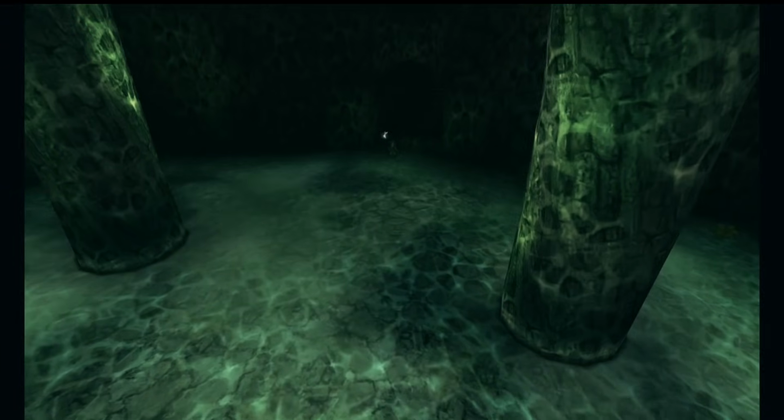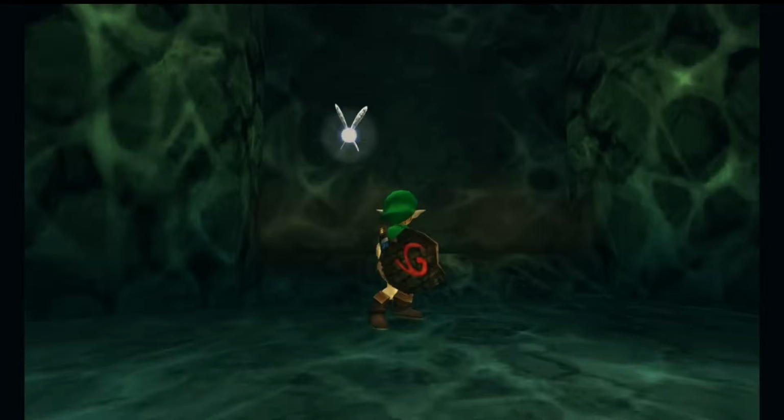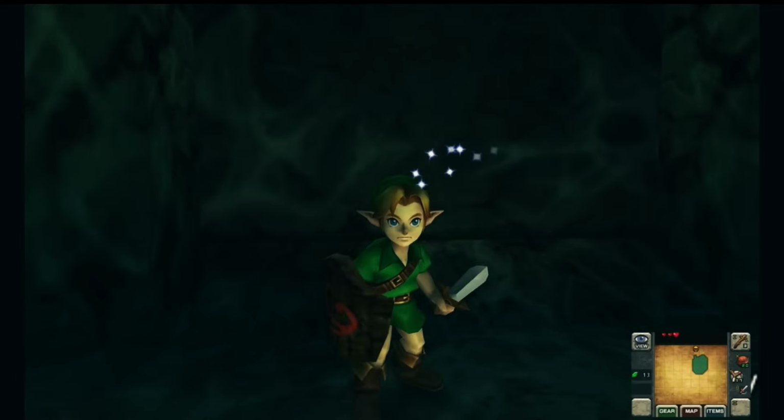Now, it's widely believed that Ben is actually an artist, as he actually performs at events like the Trauma Salon, which is an event where artists go to process their trauma through art. So maybe that's what we're all seeing, yet another artist dedicated to his art.